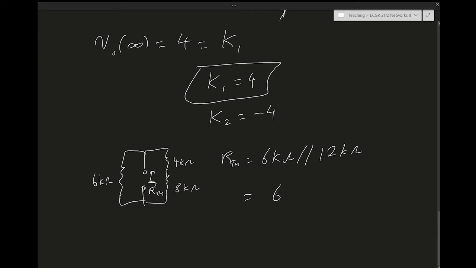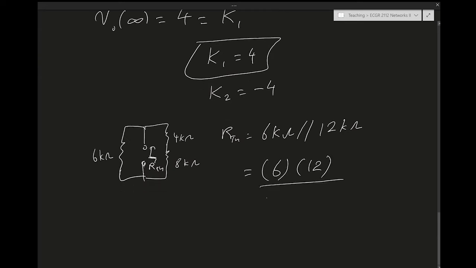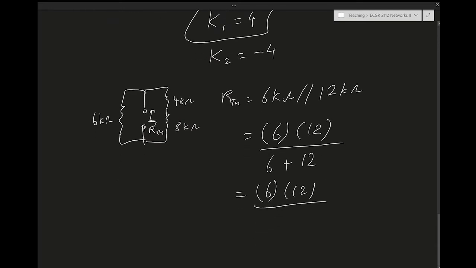Which is going to be 6 times 12, their product over their sum, 6 plus 12, which equals 6 times 12. 12 plus 6 is what? 18, right? So divide by 2, this is 3, divide by 2, this is 9. Divide 9 by 3 equals 3, divide 12 by 3, that equals 4 kilo ohms, right?